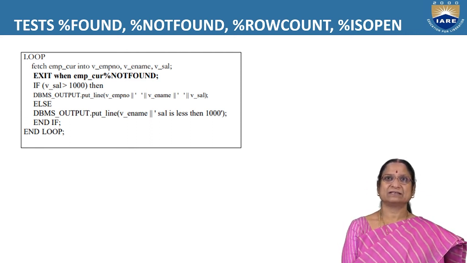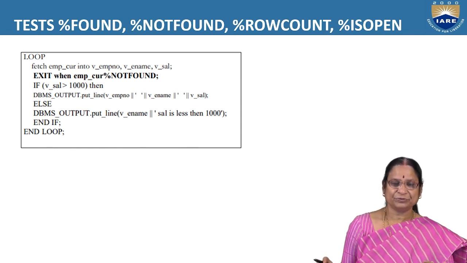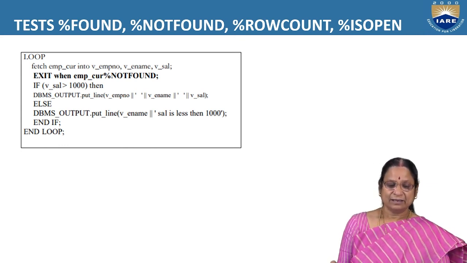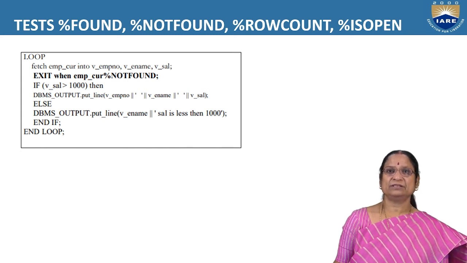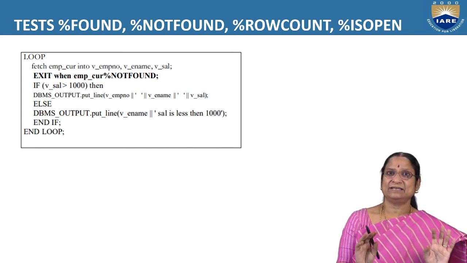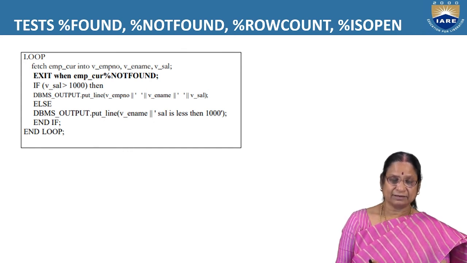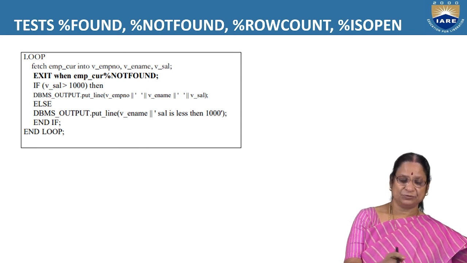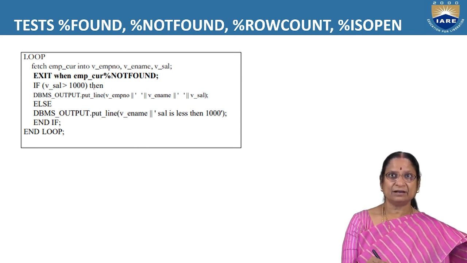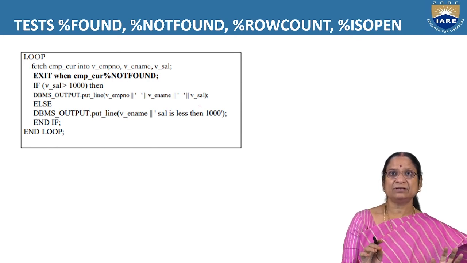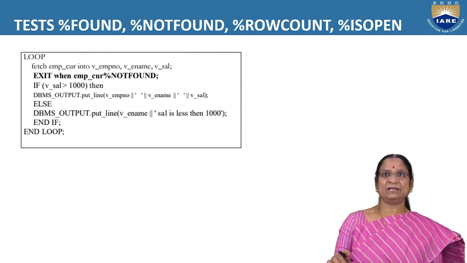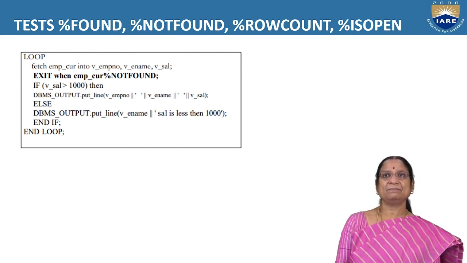A simple logic. So what we are doing here: loop, fetch EMP cursor into, that means the values are stored in V_empno, V_name, and V_salary. Exit when EMP cursor not found. That means the records are exhausted, so the loop is going to exit. Otherwise, the loop will get executed. What are we doing then? Salary greater than 1000, we are printing just employee name, number, and salary. If it is less than 1000, we are printing a message with the particular employee name and less than.